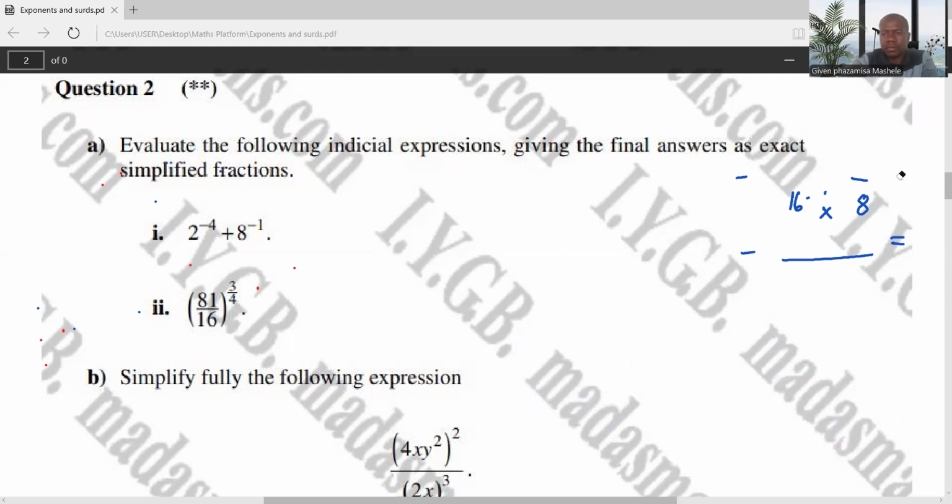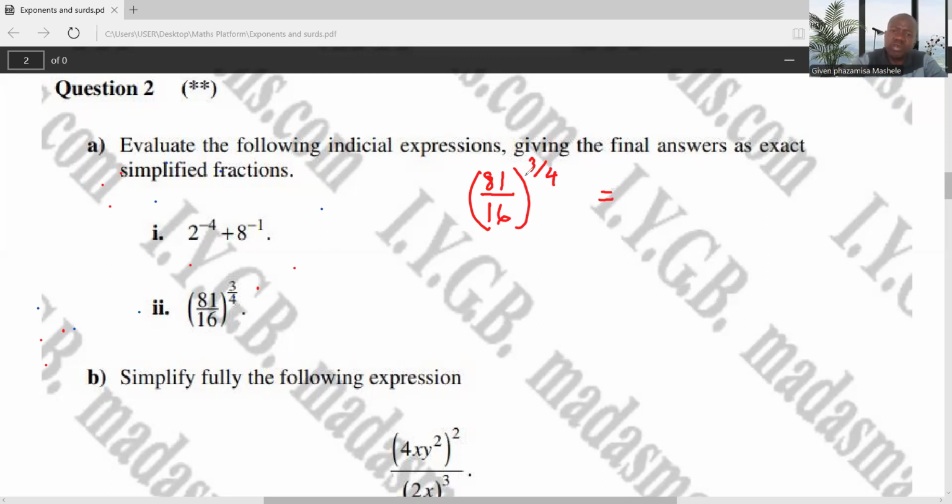Okay, then now the second one says 81 divided by 16 raised to the power 3 over 4. So we have 81 divided by 16, everything to the power of 3 over 4. Okay, let me use a different color. Right, how can we simplify this? We can simplify this in two ways.